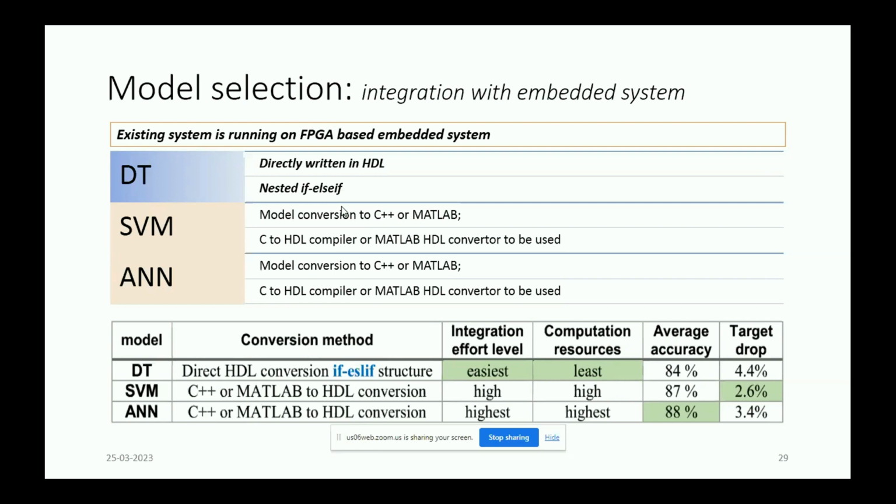In the table we have done the comparison where the integration effort level and computation resources are differentiated qualitatively, and the average accuracy and the target drop ratio are also used. As we can see, the accuracy of the decision tree is still close to the other models, but it is very easy and requires the least amount of resources to integrate with our existing system. So that is why we opted for the decision tree.